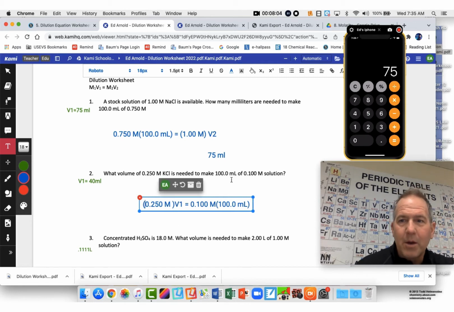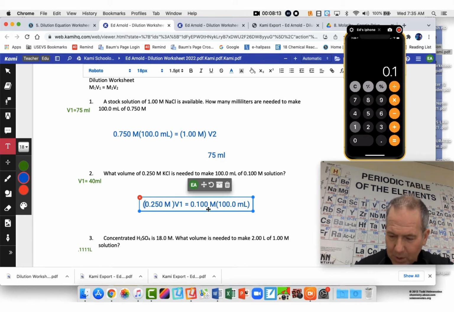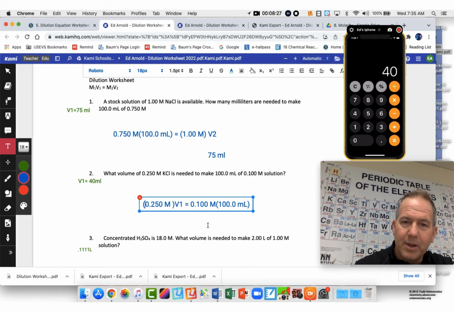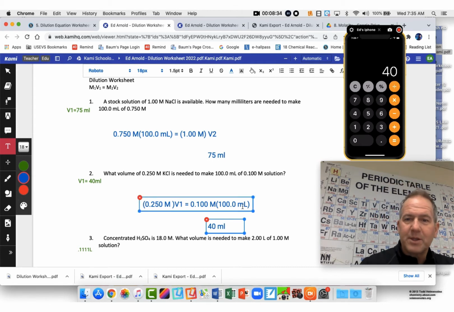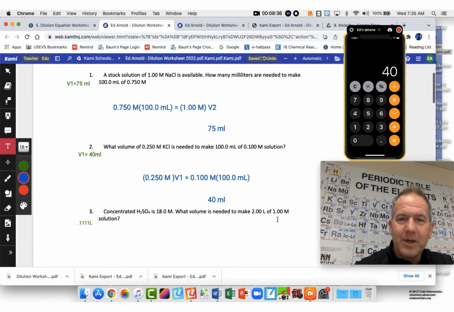Calculator. Hey, it stayed on for me. We're going to go to the other side of the equation first. So 0.1 times 100, right? And then divide by 0.250, equals, and the answer is 40 milliliters. We're right on task. See that? It's going pretty quick. STEM kids are almost halfway done. Moving it up, moving it up.